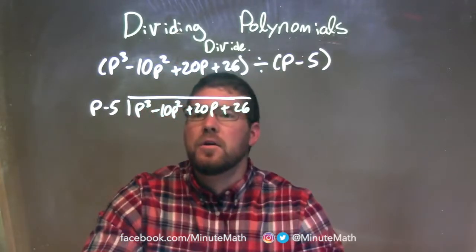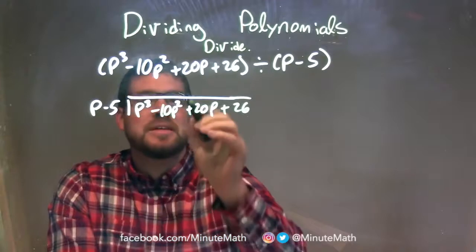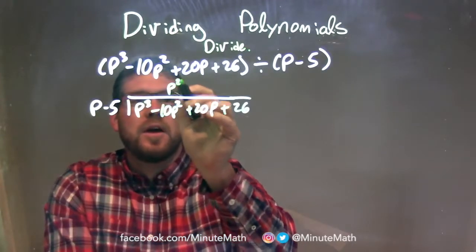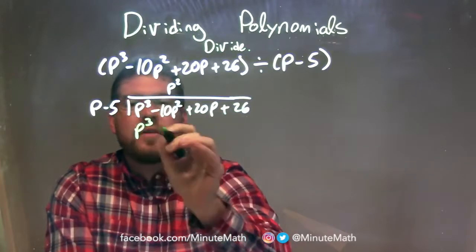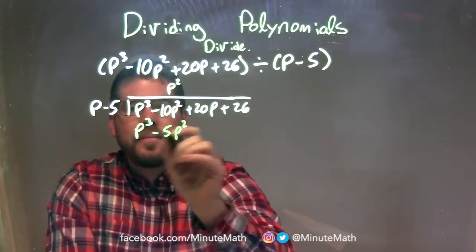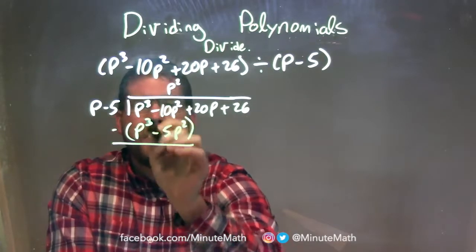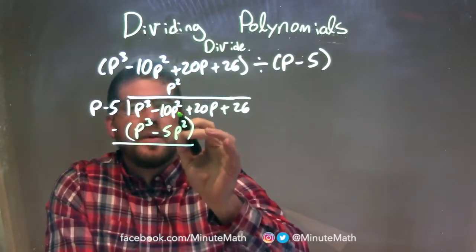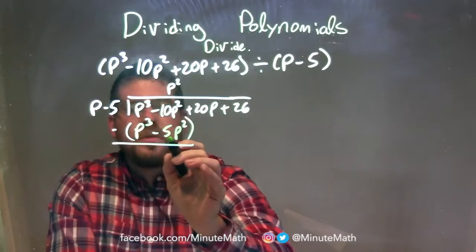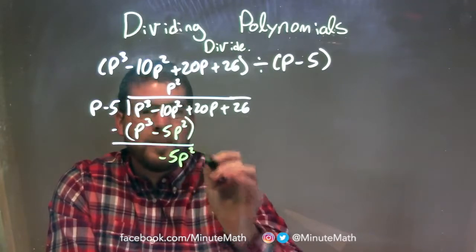Okay? So now I'm going to ask the question, what times p gives me p to the third? And that is just p squared. So p squared right there. p squared times p is p to the third, and p squared times minus 5 is minus 5p squared. I'm going to subtract the 2, top and bottom there. p to the third minus p to the third is 0, and it always should cancel out. Minus 10p squared minus a negative 5p squared is like plus a positive 5p squared. It's just minus 5p squared.